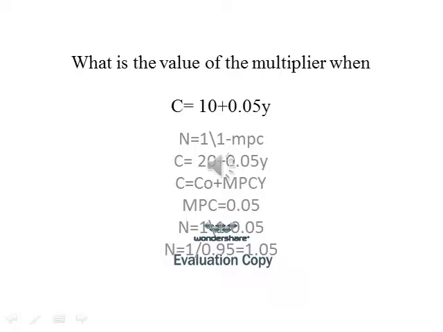What is the value of the multiplier when C equals 10 plus 0.05y? Let's multiplier equals N. N is equal to 1 divided by 1 minus MPC. Consumption function is equal to 20 plus 0.5y. Consumption function is equal to initial consumption plus MPC. MPC is equal to 0.05. N is equal to 1 divided by 1 minus 0.05, which is equal to 0.95. N is equal to 1.05.